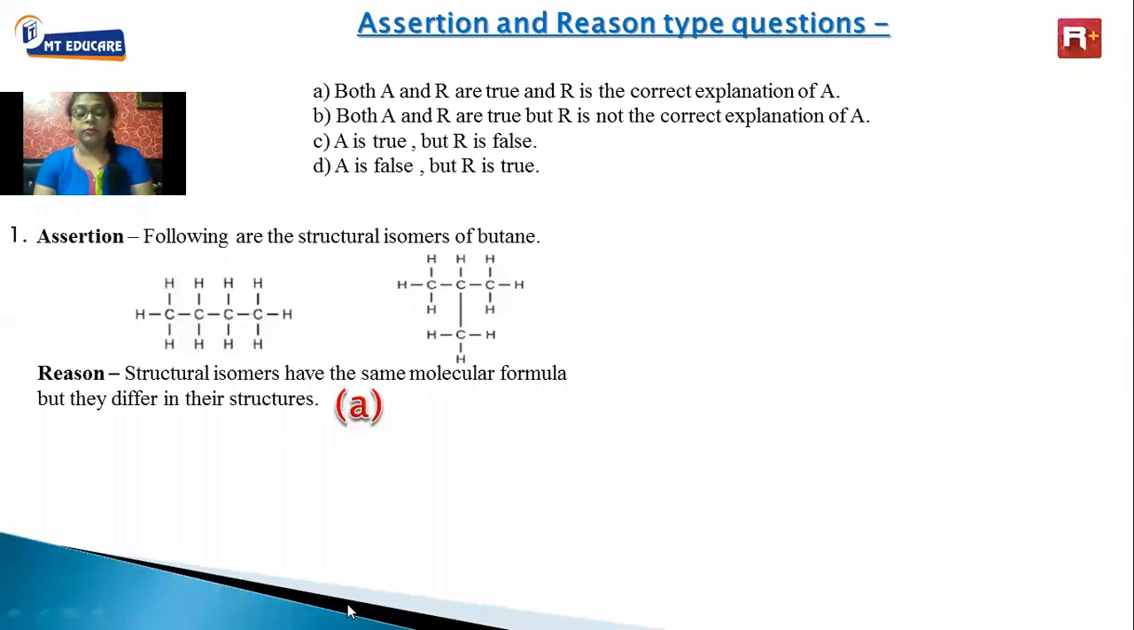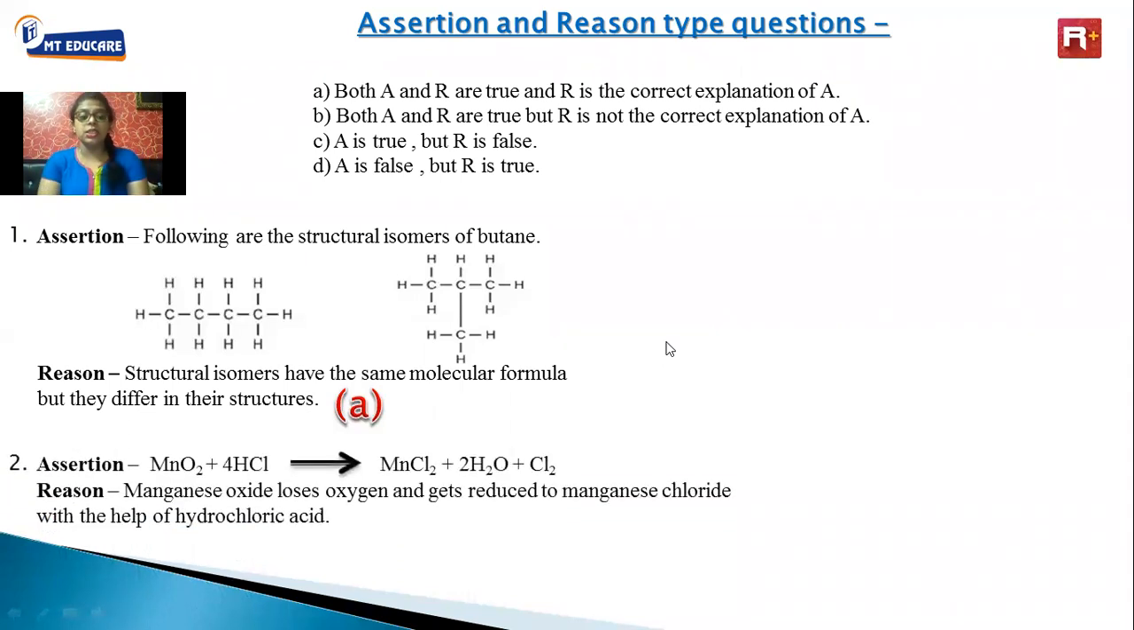Fine. Now let's talk about the second question over here. Okay, the second question is an assertion. The statement they have given is MnO2 plus 4HCl gives us MnCl2 plus 2H2O plus Cl2. Okay, and the reason they have told us: manganese oxide loses oxygen and gets reduced to manganese chloride. Let us see whether the statement is correct or wrong. Manganese oxide, that is MnO2, loses oxygen. Okay, when it converts into product, it loses oxygen.